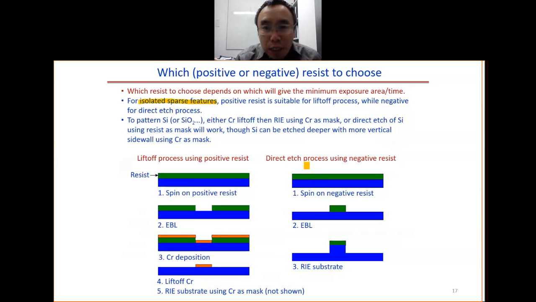For the case of direct etch, we need to use the negative resist because you have the sparse pattern. So you only need to expose this area. You expose this area, then you use the resist as the mask to etch into the substrate.